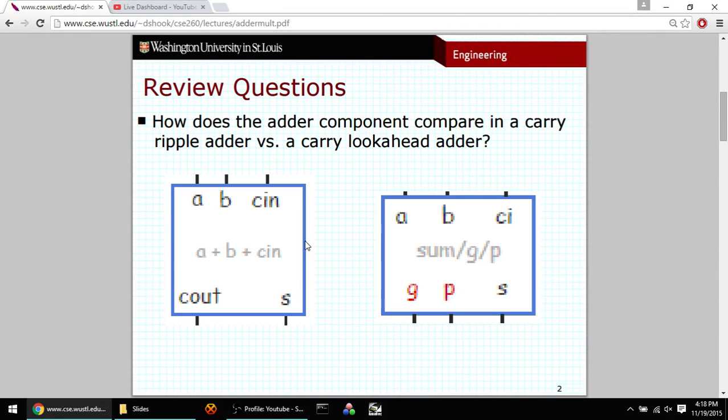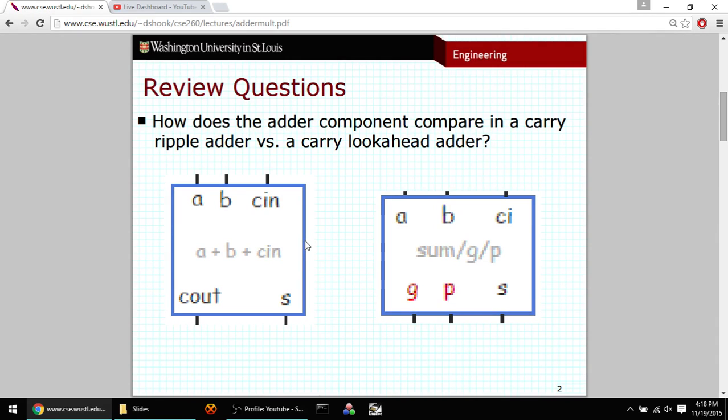Well, it's 3 AND gates and an OR gate. That's exactly right. We use 3 AND gates and an OR gate to generate this carry out bit. Okay? So then how many gates do we need to compute G and P? Well, that's easy, right? 1, 2. That's it. An AND gate and an OR gate.